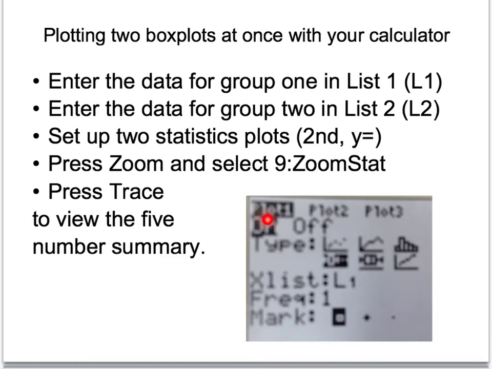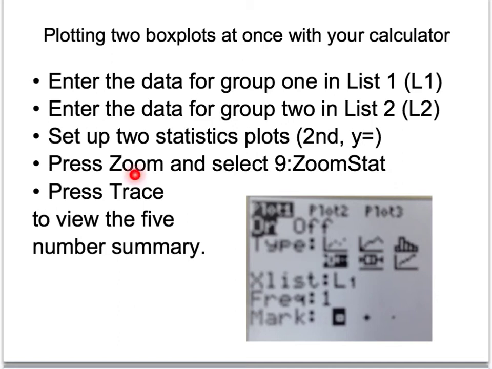Notice that the On is highlighted. This box plot is highlighted, as we discussed, because it's a modified box plot. That's the one we always use in this class. And the list says L1. When you're doing your box plot for your second one, you're going to highlight plot 2. This will be the same, and you're going to change your list to L2.